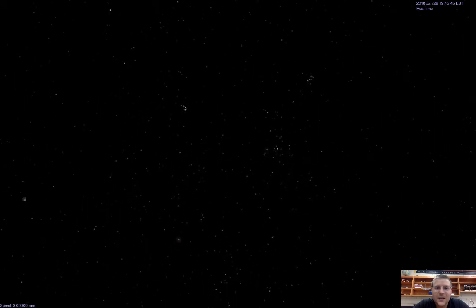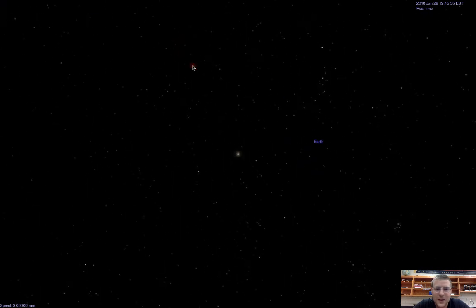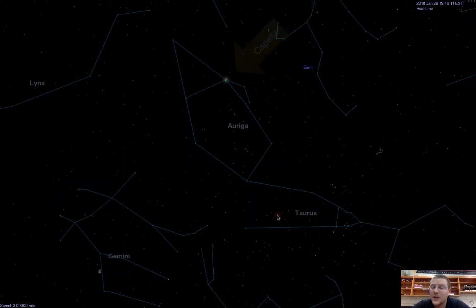Now going back to Taurus real quick, at the end of this V shape here, you're going to see this pentagon shape. It goes up, over here, over to that star, and back. Kind of looks like home plate. And the bright star in that is known as Capella. The 5 stars that make up that pentagon shape there goes by the name of Auriga. Auriga the Charioteer, with Capella being the brightest star in that shape.